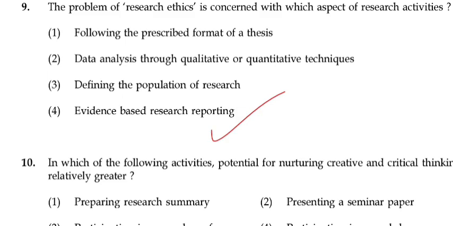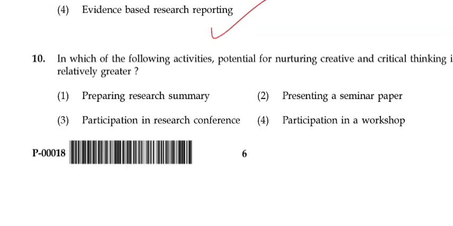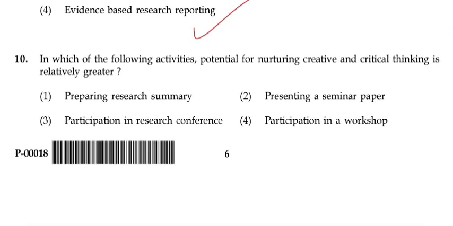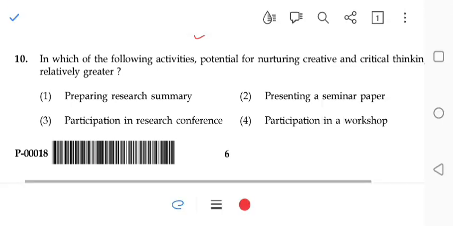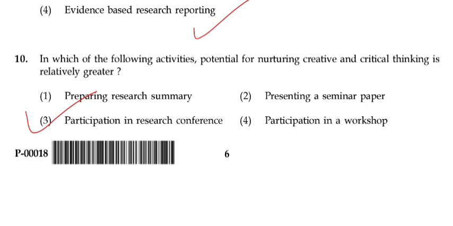Okay. Number 10 says, in which of the following activities potential for nurturing creative and critical thinking is relatively greater? Preparing research summary, presenting a seminar paper, participation in research conference, participation in a workshop. Number 10, it will be number 3, participation in research conference. So this is the activity which has the potential for nurturing creative and critical thinking.